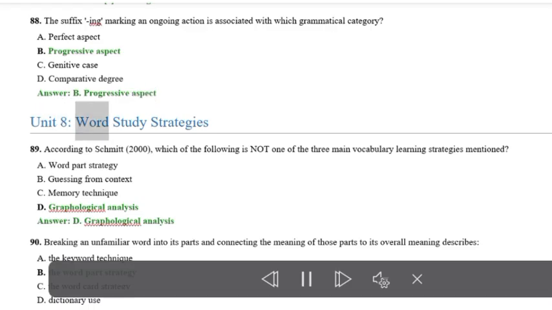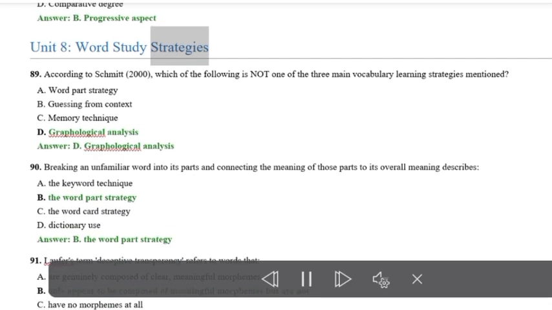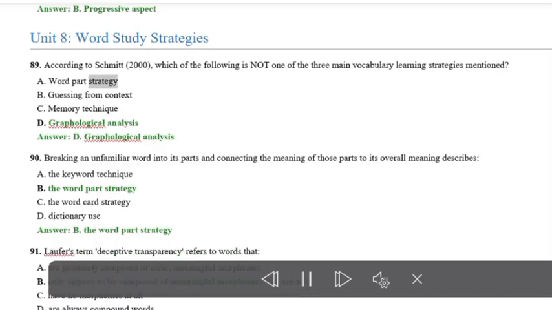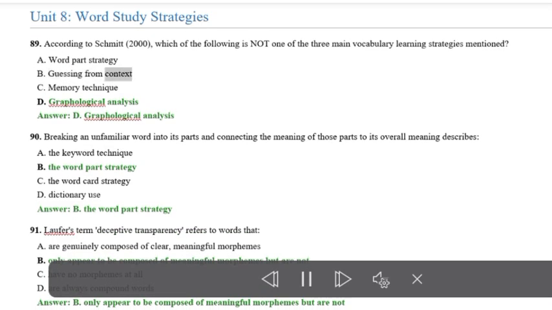Unit 8, Word Study Strategies. 89. According to Schmidt, 2000, which of the following is not one of the three main vocabulary learning strategies mentioned? A. Word part strategy. B. Guessing from context. C. Memory technique. D. Graphological analysis. Answer: D. Graphological analysis.